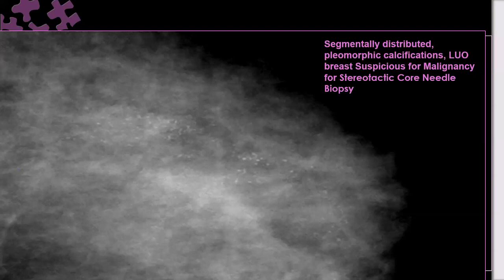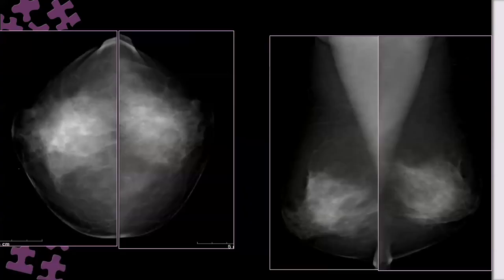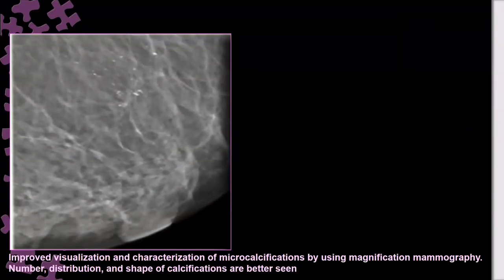Look, just look at the spot magnification view, compare it back to the standard view. Look for the difference. A really big difference. It adds a lot. What about this? Can you characterize this type of calcifications? Can you tell me benign or malignant and why? Is it easy to characterize this type of calcification?